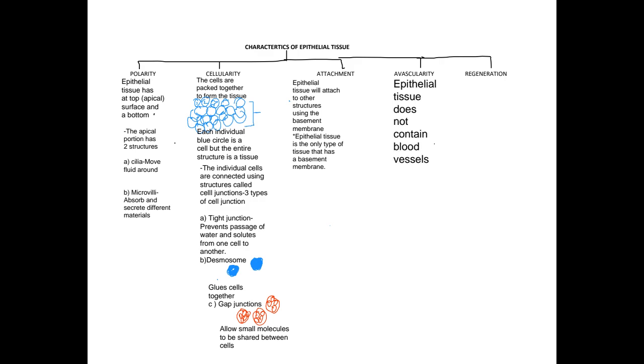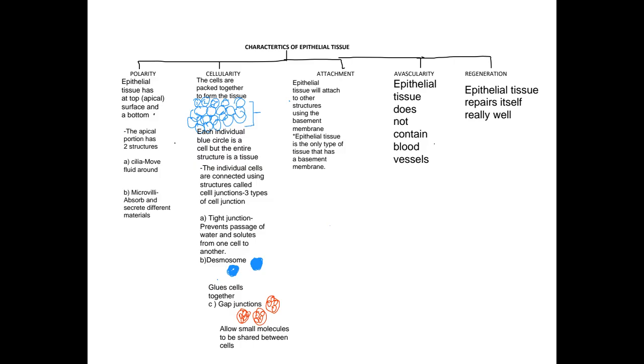And the last characteristic is that epithelial tissue regenerates. It means that if this tissue gets damaged, it's going to repair itself really, really well, to the point where it looks like it was never damaged in the first place, okay? So regeneration means that epithelial tissue repairs itself really well. Okay, so that's what regeneration means. Okay, so those are the characteristics of epithelial tissue that you need to know.